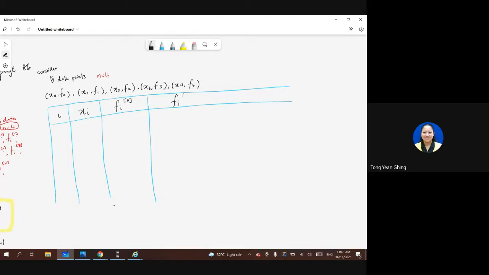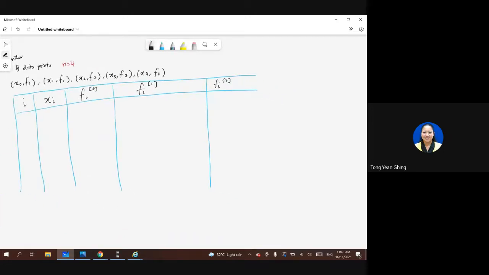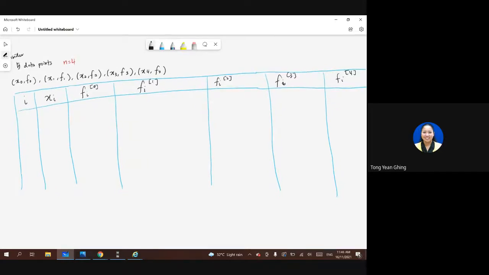And then f_i at first divided difference, and then f_i at second divided difference, and then f_i at third divided difference. Later it won't be enough. And then 4, f_i at fourth divided difference. Okay, so start with the 0. Now our n is 4. So 0, 1, 2, 3, 4, down to the bottom.